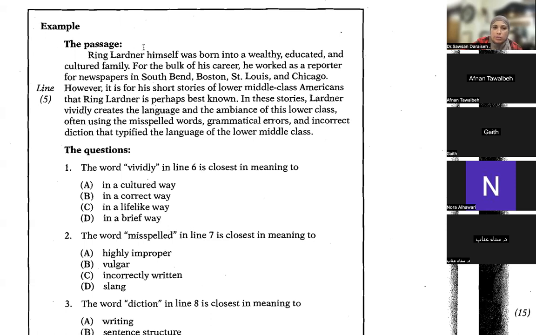Ring Lardner himself was born into a wealthy, educated, and cultured family. For the bulk of his career, what does bulk mean? Most of his career. Career means his professional life related to his job, to his work. So the word bulk means most. He was wealthy, educated, cultured, and that was also his family as well. He worked as a reporter. This was his job.